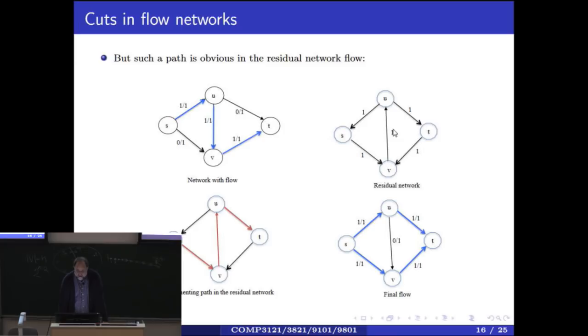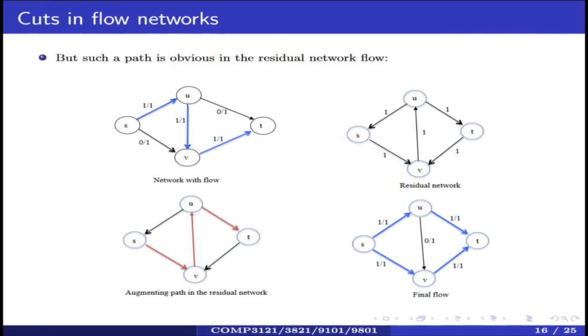And you can now understand what's the role of the residual network. Essentially its role is to allow you to change your mind and reroute some of the flow that you have already established, right? Because if you start with this flow and then add this augmenting path, you reroute this flow here and add the flow in this direction. So a residual flow network, its purpose is literally to allow you to reroute the flow, right, by simply reducing the flow in the opposite direction.